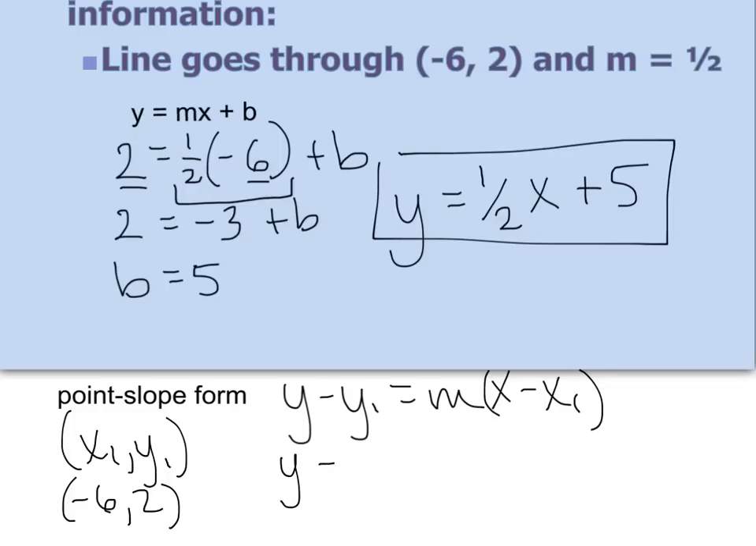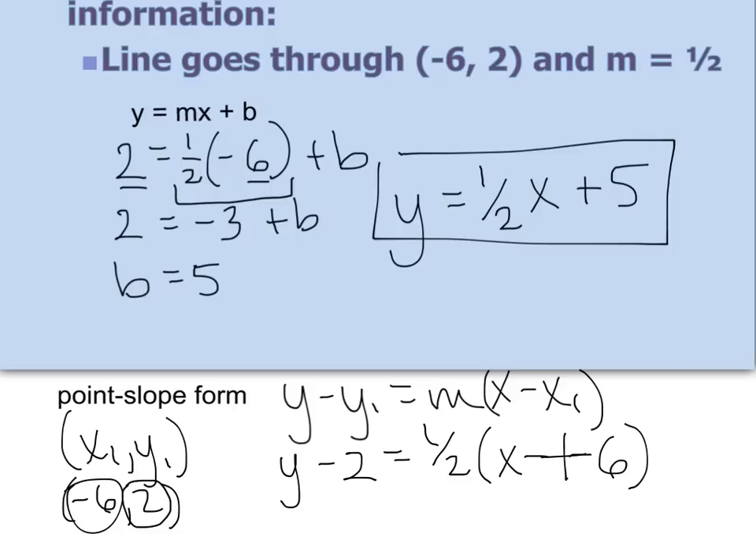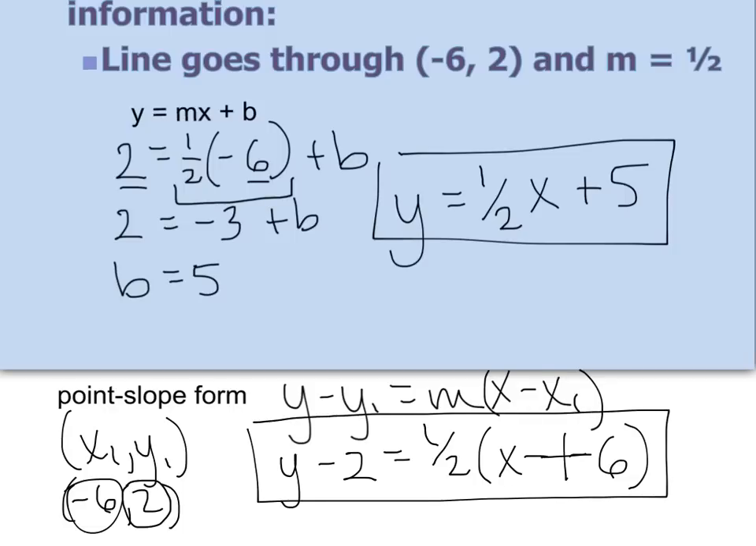So y minus my y value would be y minus 2 equals 1/2 times x minus my x value, which would be minus -6, which as we know becomes x plus 6. So this is actually an acceptable form for a line. You can be done here. Okay, this answer would be accepted.